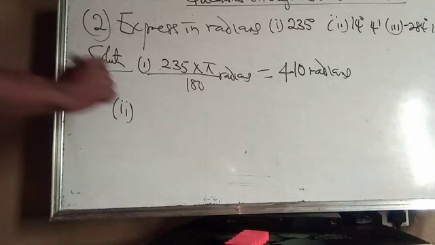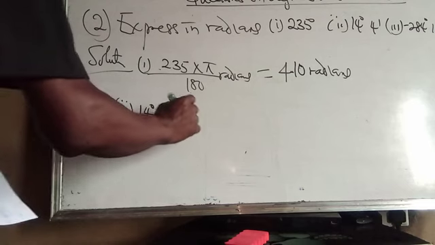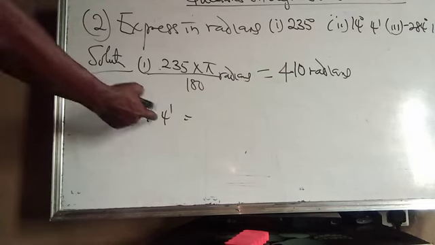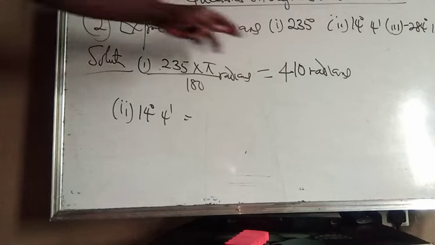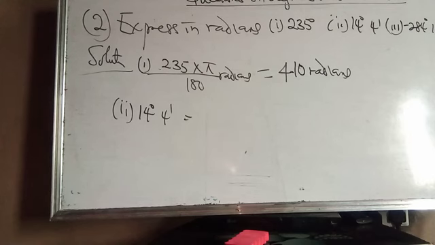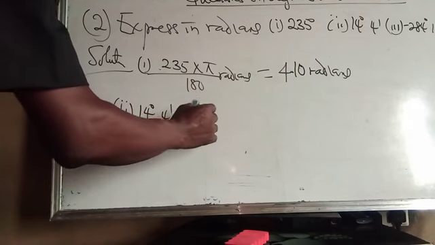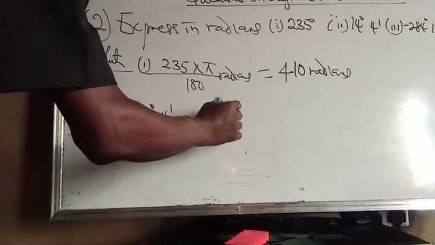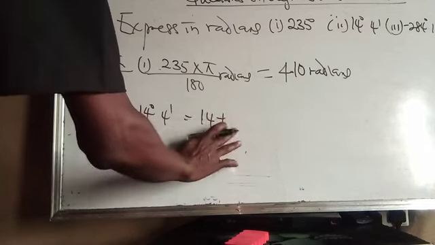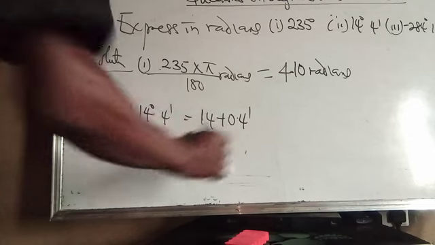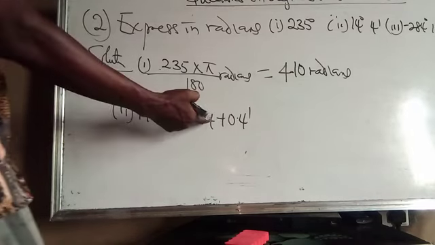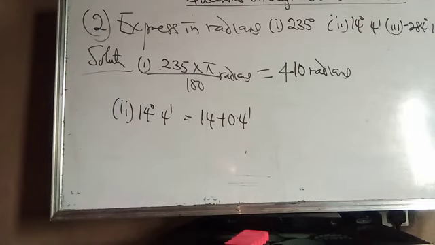14 degrees 4 minutes. Now don't forget, it's already in minutes and you want to express it in radians. So we have to convert the 4 minutes to degrees first, so that it will be easy for us to move from degrees to radians. So 14 degrees is 14 plus 4 minutes, which splits into 14 plus 0.4 minutes.